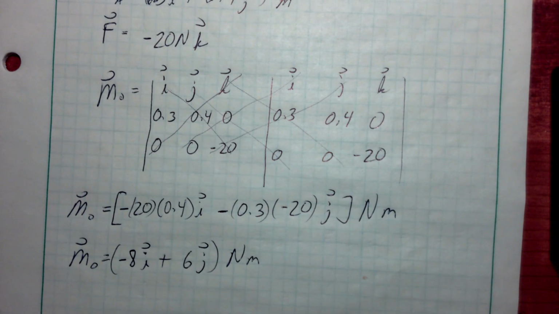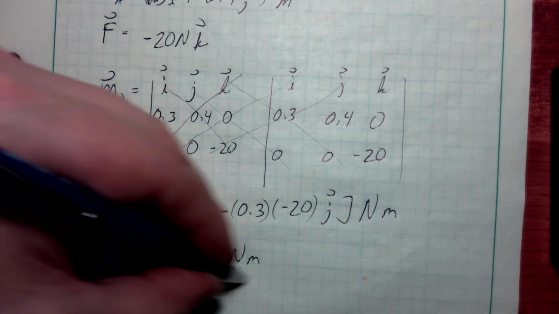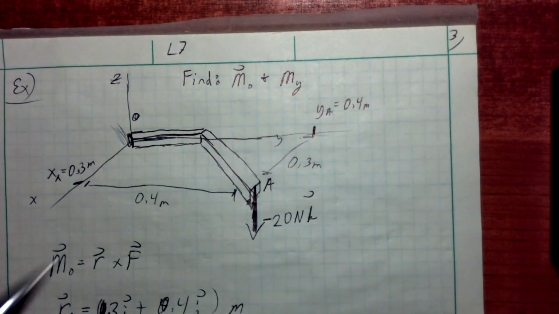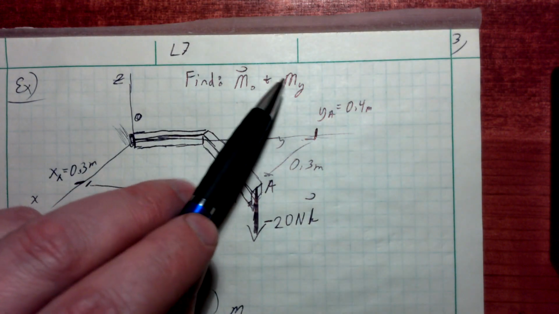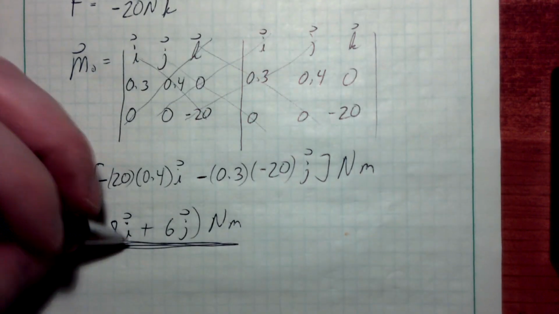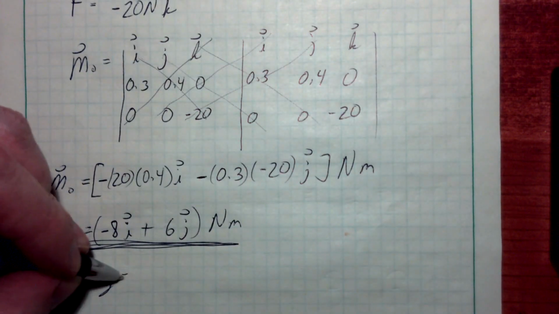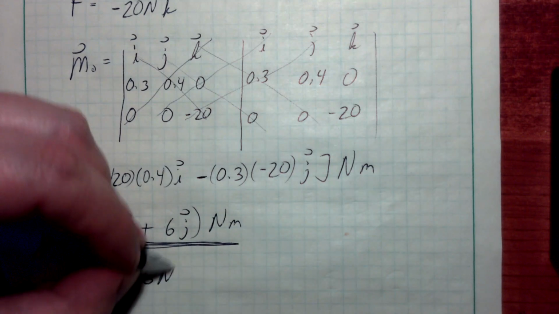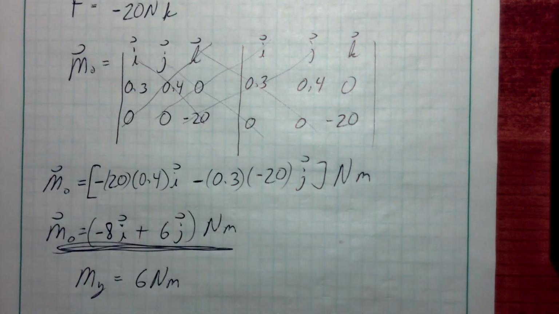Now what does this mean? Well, and by the way, this is one answer. What did they ask for? Is that everything? Well, they did want to know the moment, which we just found, and they want to know what is the moment in the y direction. So the magnitude of the y direction moment is simply going to be 6 newton meters.